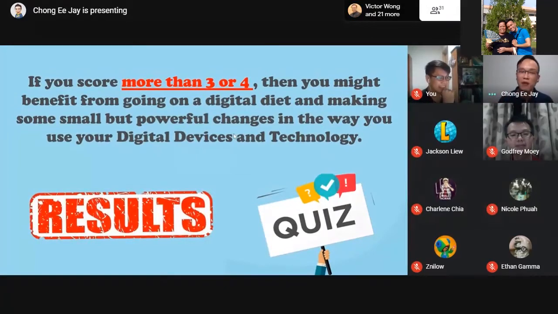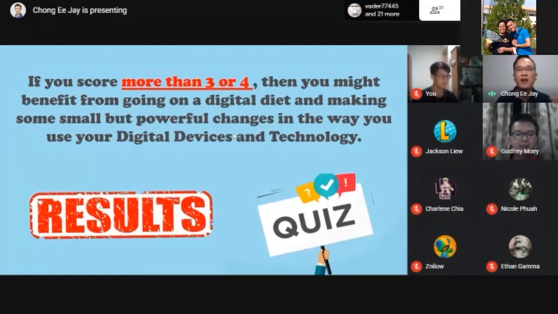Making small, powerful changes in the way you use your technology. So if you score more than 3 or 4, there's a high chance that you are easily digitally distracted at times. This is just a little fun quiz. While we try not to take it too seriously, I think there are some insights to this, especially if you hear people complaining that you're constantly on your phone and very distracted. Maybe it's time to make some switches.